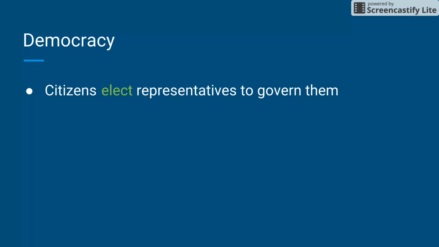First, we're going to look at democracy as a type of government. In democracy, citizens elect representatives to govern them. Just like there is a presidential election happening in the United States right now.